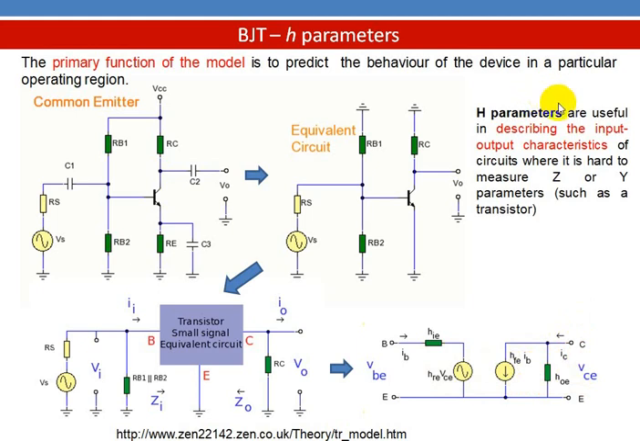Such parameters are useful in describing the input-output characteristics of circuits. In this case, we are using them to describe the characteristics of the transistor. Wherever it is difficult to measure impedance and admittance parameters, we can always measure H parameters and construct the model.